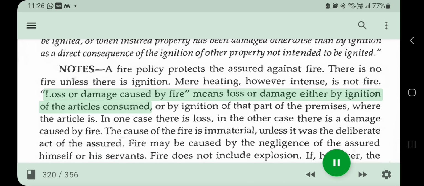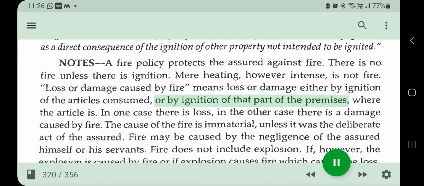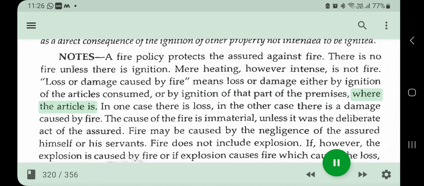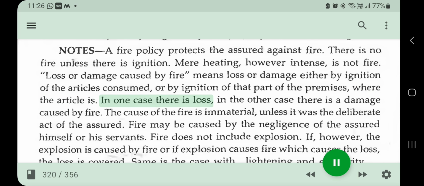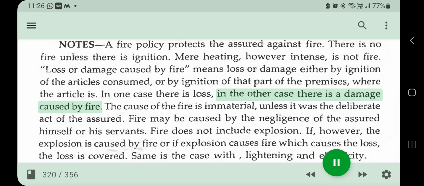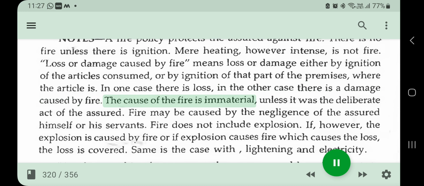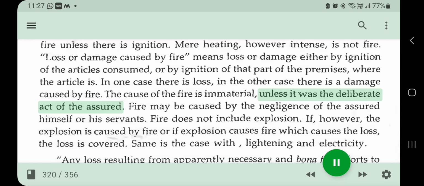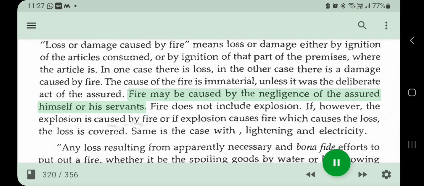Loss or damage caused by fire means loss or damage either by ignition of the articles consumed, or by ignition of that part of the premises where the article is. In one case there is loss, in the other case there is damage caused by fire. The cause of the fire is immaterial, unless it was the deliberate act of the assured. Fire may be caused by the negligence of the assured himself or his servants.